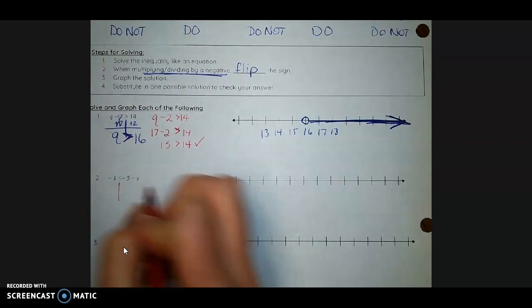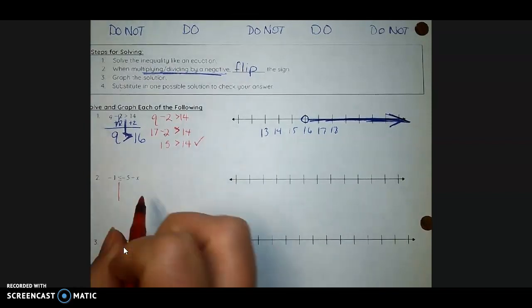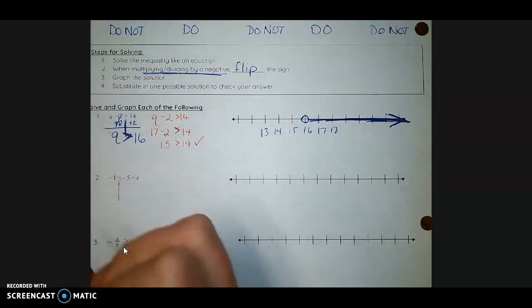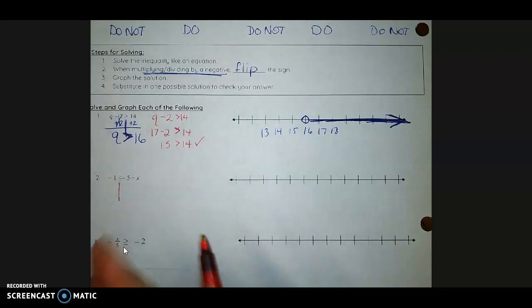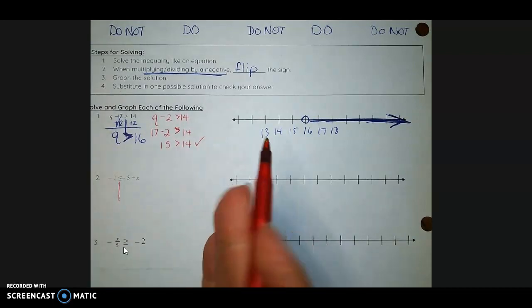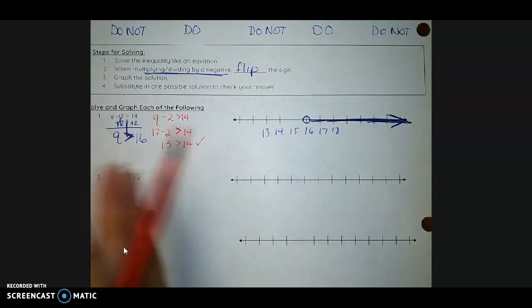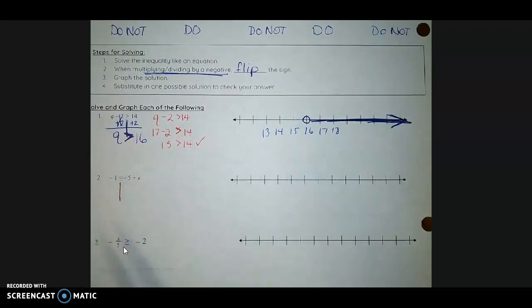My next one here, I have my variable on this side. I'm going to want to flip it over to the other side. You can take care of it at the beginning, you can take care of it at the end, whatever you feel comfortable with. Whenever you flip with the variable, though, in the equation, all we had to do was switch sides. When I flip and it's an inequality, I'm going to have to flip the inequality.